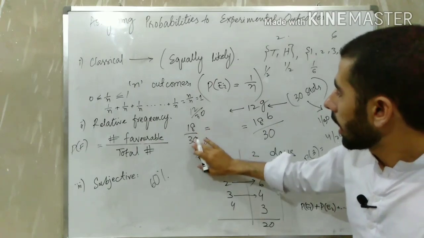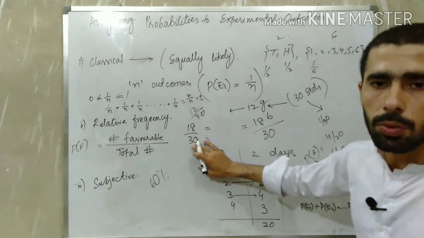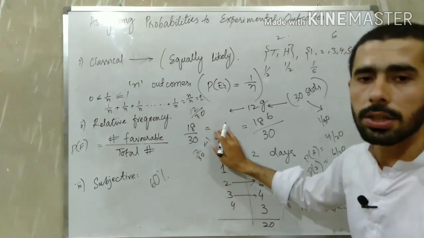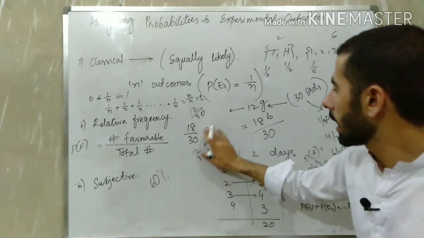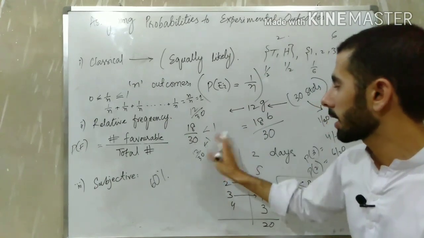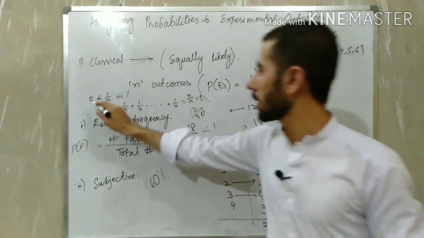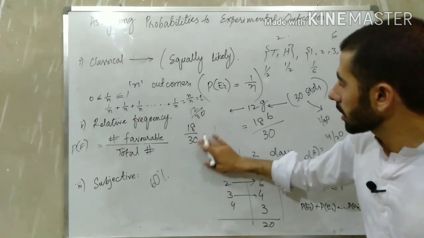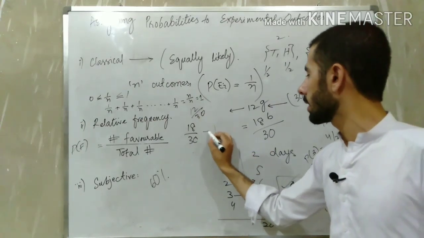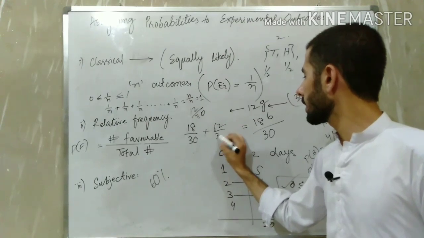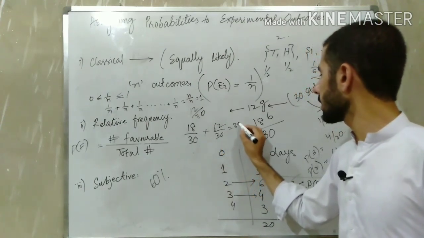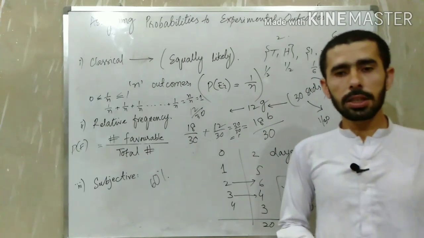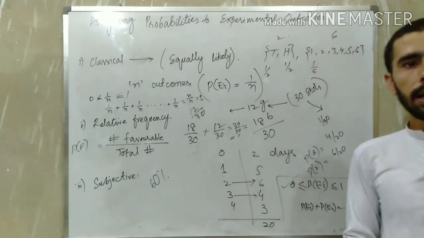Selecting a boy out of those 30 students as CR of the class has 18 by 30 chances, which is also less than 1 and greater than 0. So the first condition gets satisfied. The second condition is, if we sum them up, 18 by 30 plus 12 by 30 becomes 30 by 30, which is 1. So both these conditions agree there.